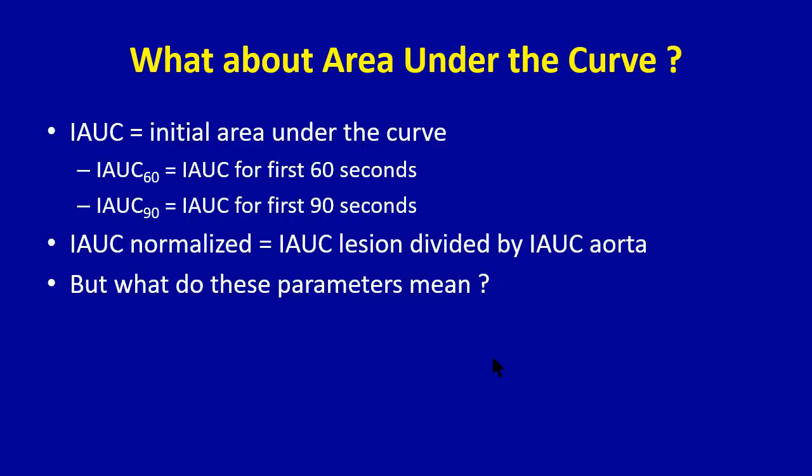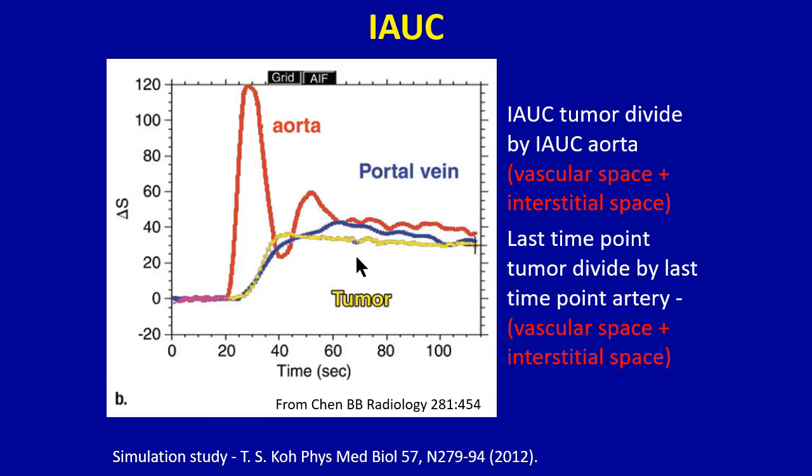So what about area under the curve? Well, IAUC stands for initial area under the curve, and you can calculate that for 60 seconds or 90 seconds. If it's normalized, it is just that area divided by the same area of the aorta. But what do these parameters mean? When we did simulation, we found that you should use the IAUC, not of 30 or 60 seconds, but of the entire duration. If you divide that by the aorta, it correlates with vascular plus interstitial space. Alternatively, if you just use the last time point, that also correlates.